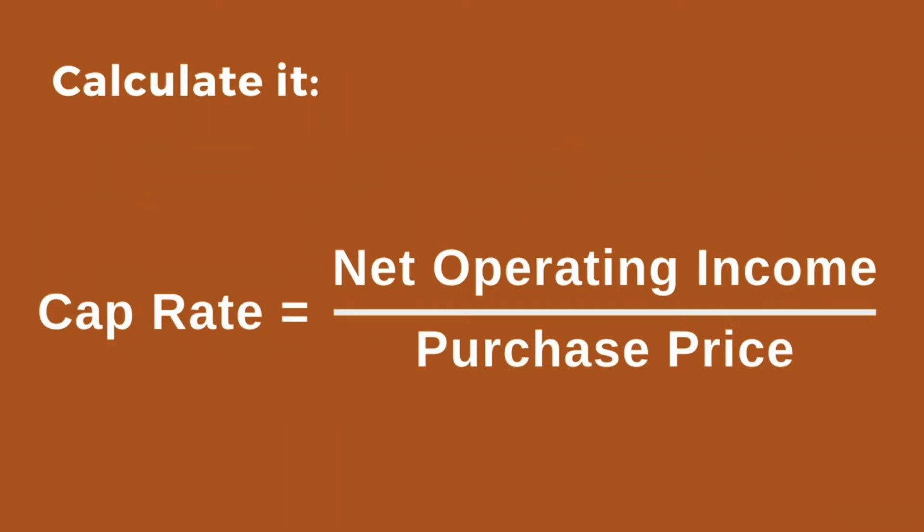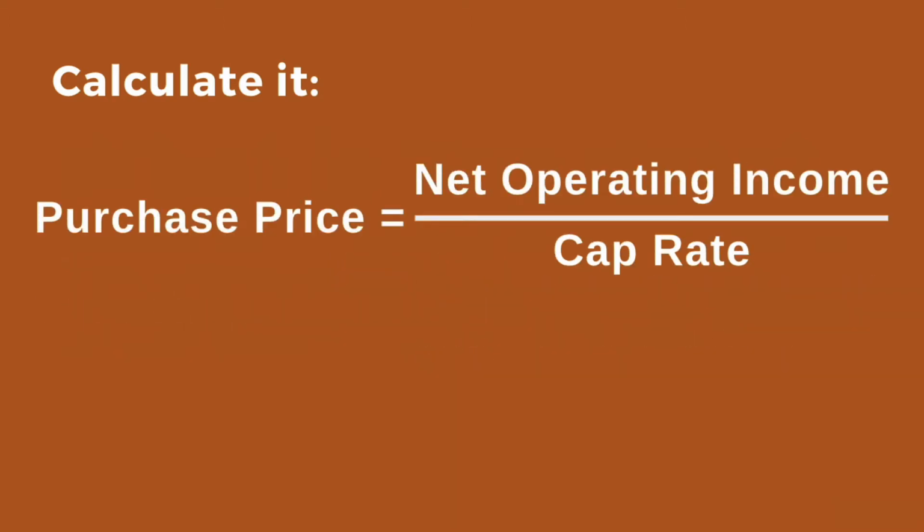So our cap rate formula, we can use high school algebra to rearrange that equation to solve for purchase price. So if we're given any 2 ingredients here, whether it's purchase price and cap rate, we can calculate the third thing, which is net operating income. Or in this case, if you have net operating income and a cap rate, you can calculate purchase price.